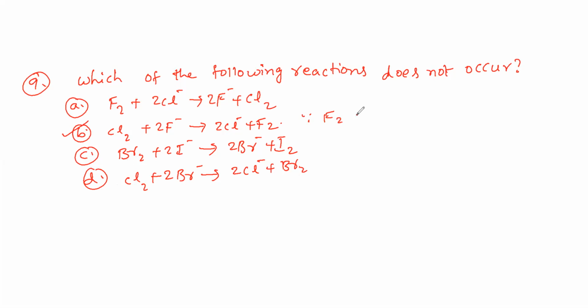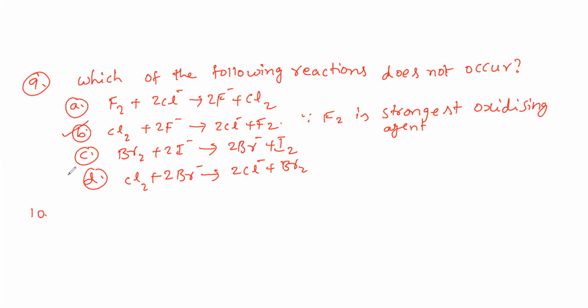The answer is option B because fluorine is the strongest oxidizing agent. Since F2 is the strongest oxidizing agent, chlorine cannot displace it. I hope it's clear. Now question number 10.